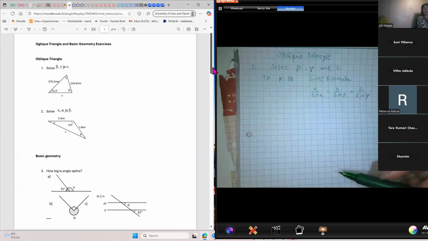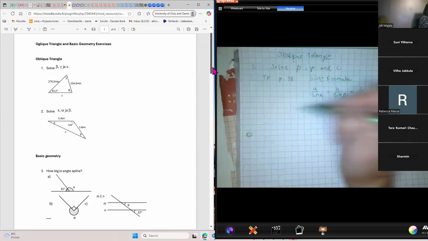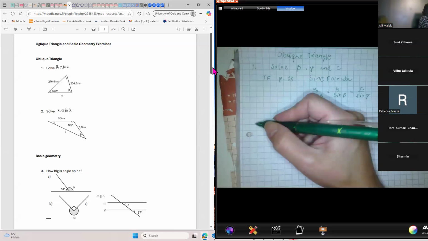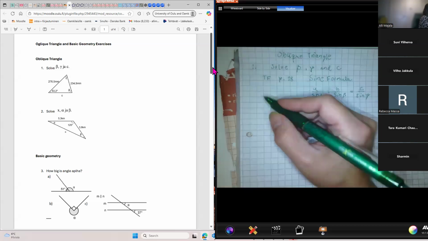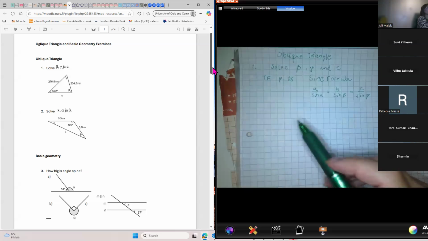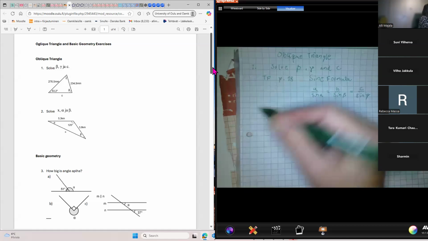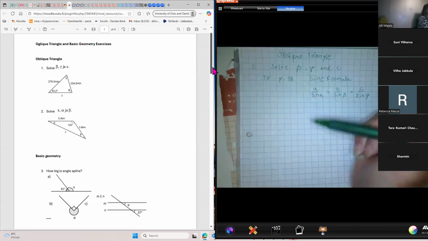I can solve anything that I want first. So I can write, for example, this. I know the angle here and the opposite side. Maybe I start like that. I start solving the beta angle, for example. That's the easiest if I go with this formula.